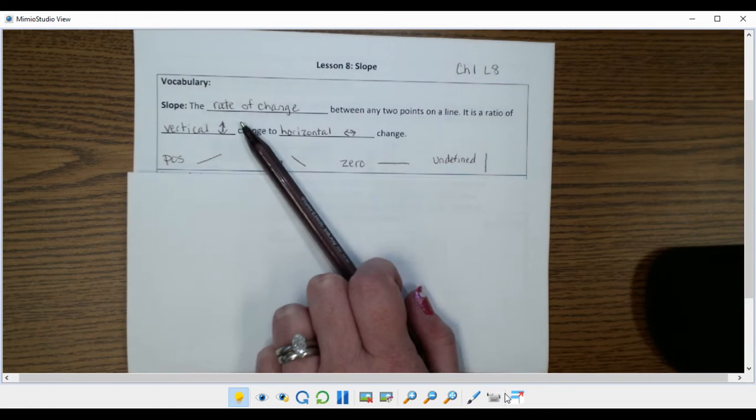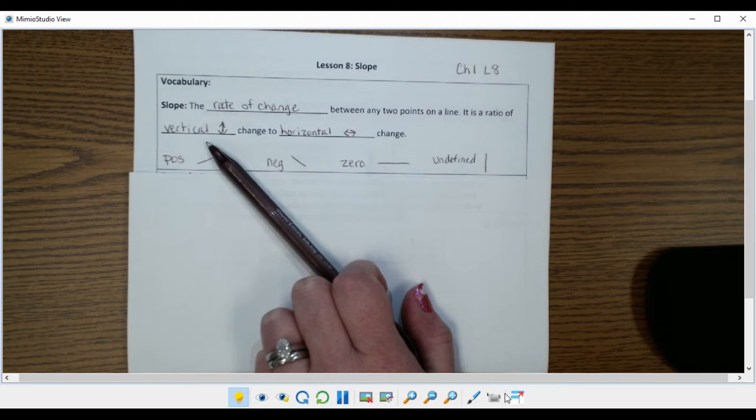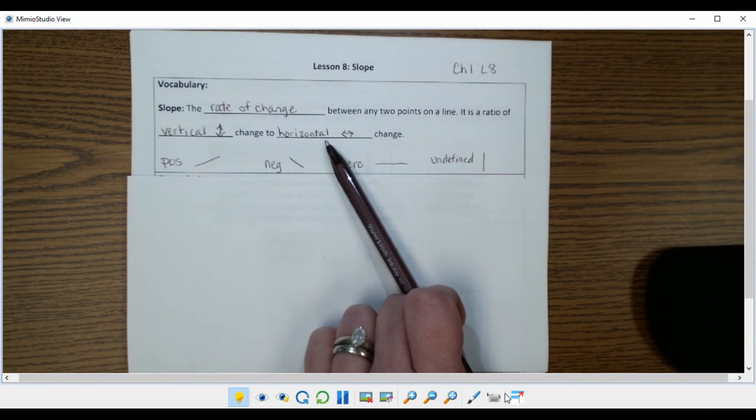Slope is the rate of change between any 2 points on a line. It's the ratio of vertical change, up and down, to horizontal change, side to side. And if you think about what we just did with the constant rate of change and the graphs, this is the same stuff. They just didn't call it slope.